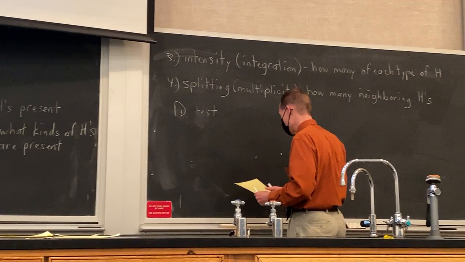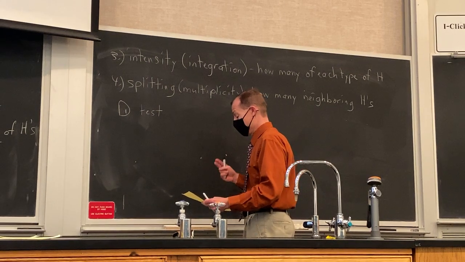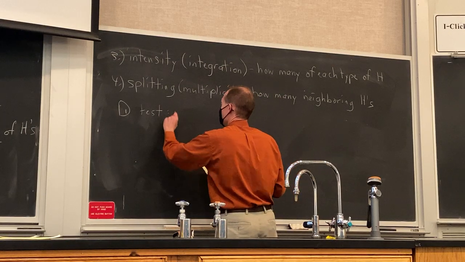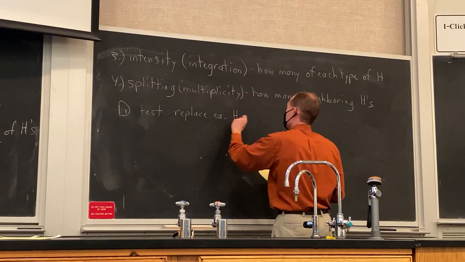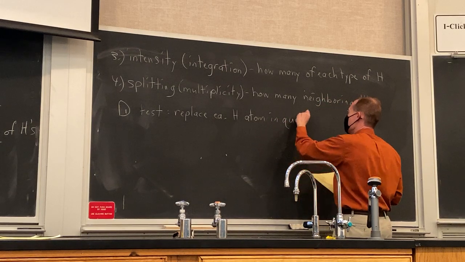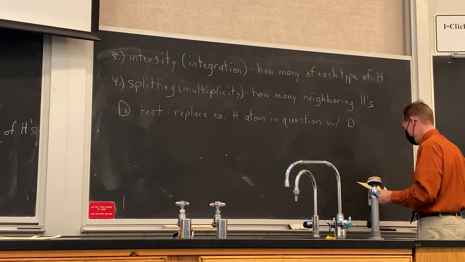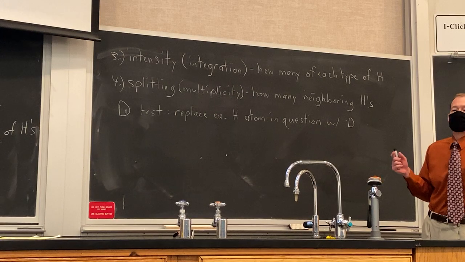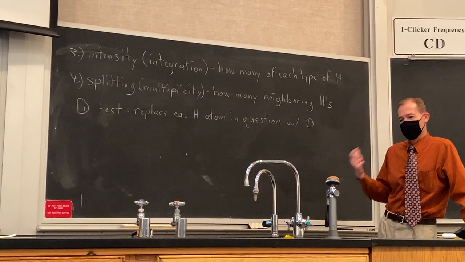So if you're trying to determine if two hydrogens are equivalent or if they are different, what you do is you replace each hydrogen atom in question, so this is usually two different hydrogen atoms, with a deuterium. And then you do this separately so that you generate two different molecules. And then you compare them.